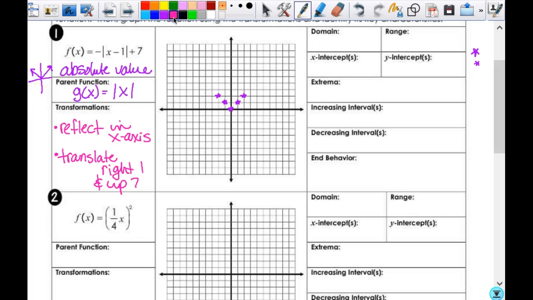Then what we do is take each one of those anchor points through each transformation. I'm going to start with 0, 0, because that's the easiest one. I'm going to reflect it in the x-axis, and then I'm going to go up 7. 0, 7. My vertex. Okay, yeah, this is an actual point. Then I start with this one, 1, 1. I'm going to reflect it in the x-axis, which means this goes here. Then I translate right 1 and up 7.